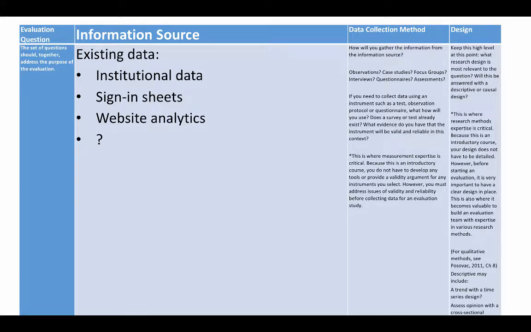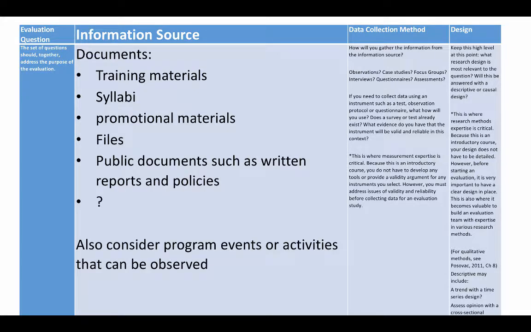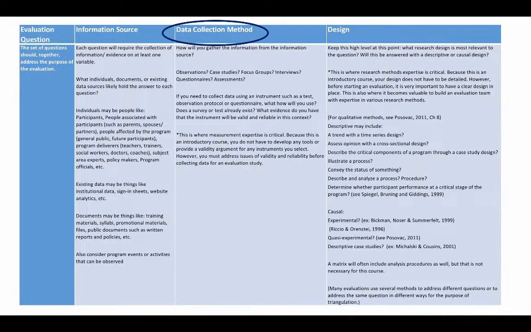Existing data might include institutional data, it might include sign-in sheets, website analytics. There are all kinds of things that could be existing data that you could go back and look at. And then documents might be training materials, syllabi, promotional materials, files, websites, public documents such as written reports and policies, and other. And then also consider program activities or events that could be observed.